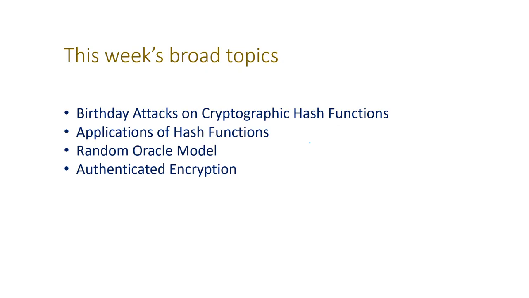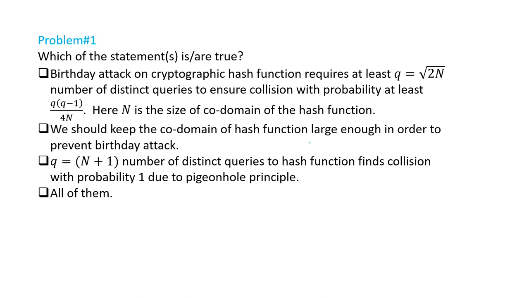Okay, so let us now enter into this week's topics, which are birthday attacks on cryptographic hash functions, applications of hash functions, random oracle model, authenticated encryption. So the first problem says: which of the statements is or are true. Birthday attack on a cryptographic hash function requires at least q equal to root 2n number of distinct queries to ensure collision with probability at least q into q minus 1 by 4n. Here n is the size of the codomain of the hash function.